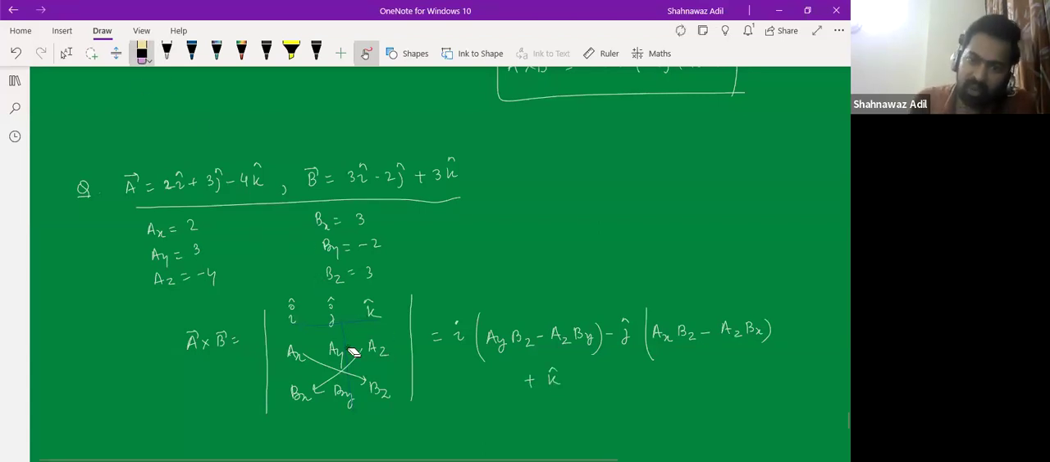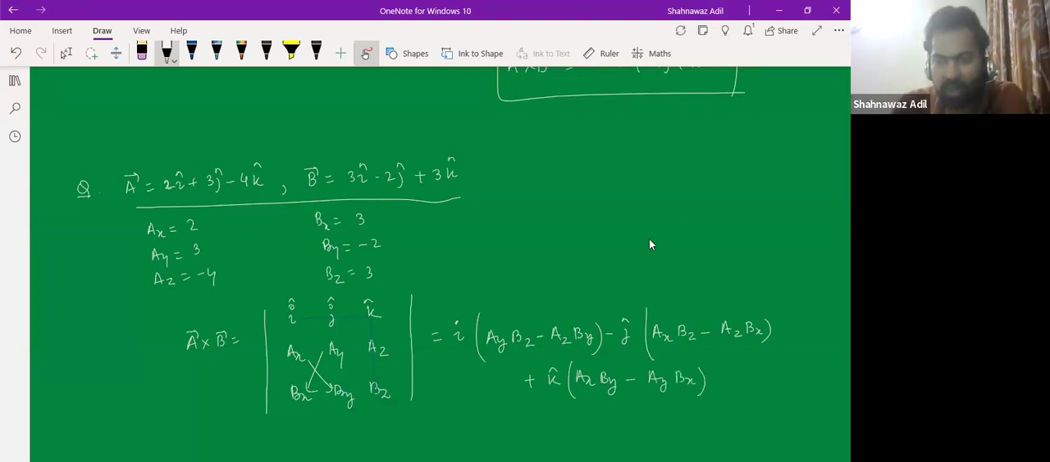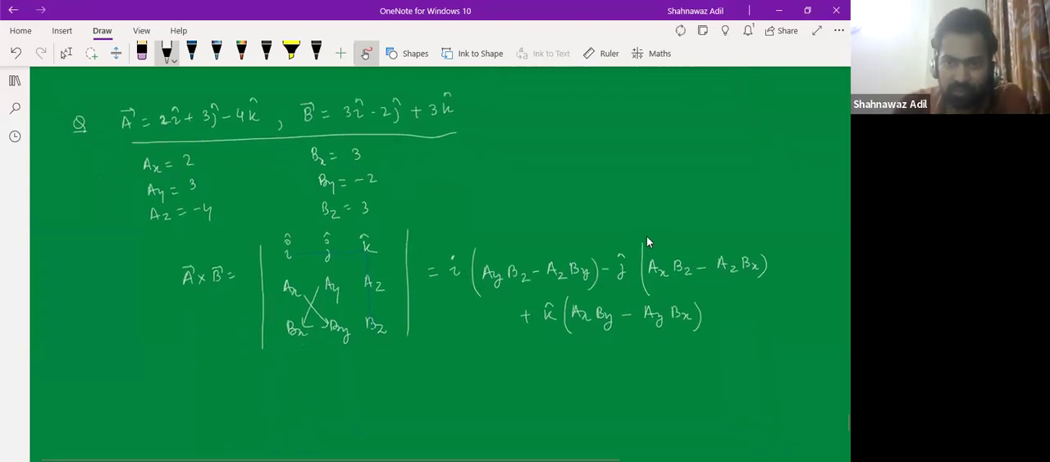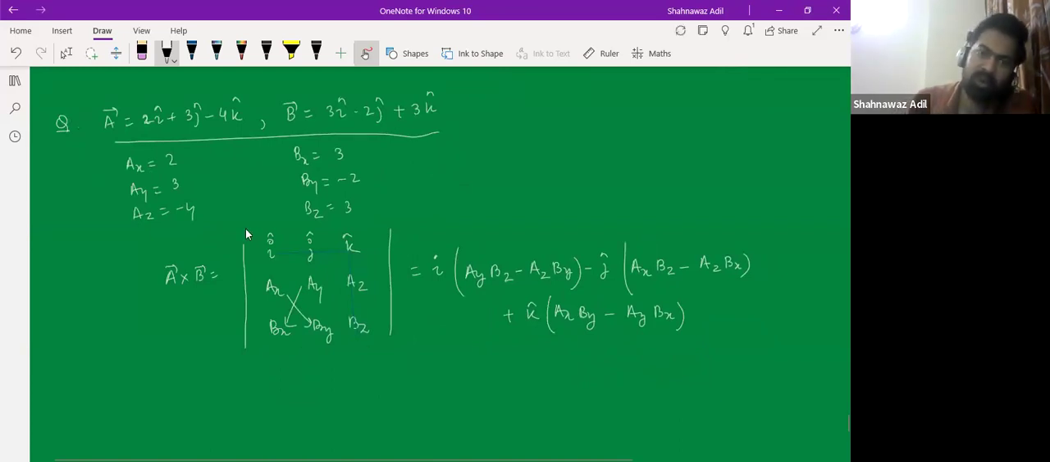So for k hat, we have to discard the row and corresponding column. So this one and this one. So we have this and this. So with k, we have AX BY minus AY BX. So this would be the cross product, right? Yes, sir. So we could have put the values earlier, but now we have got this formula.